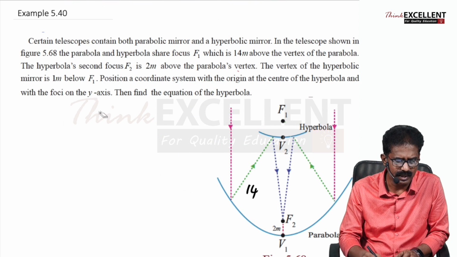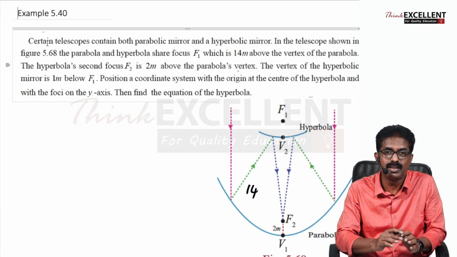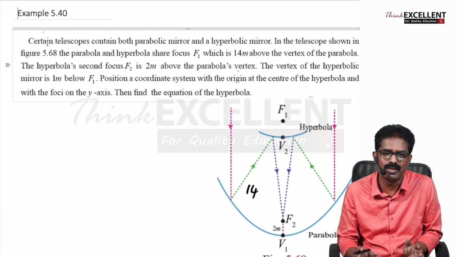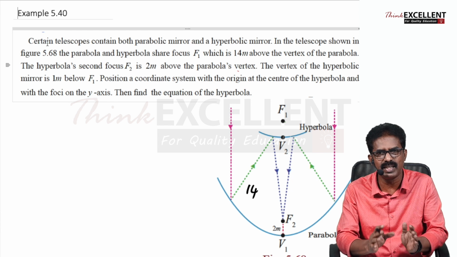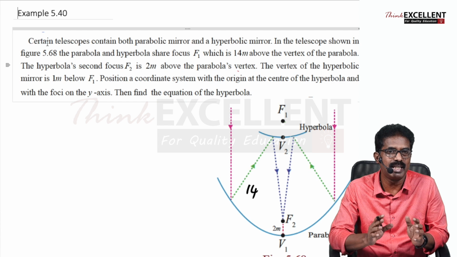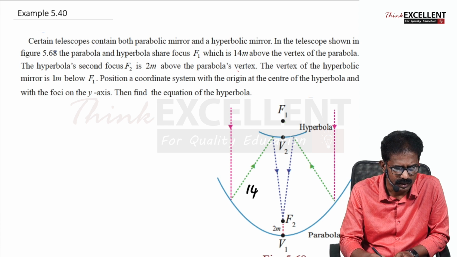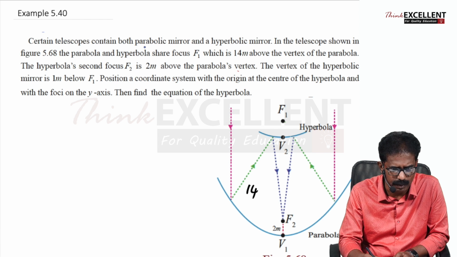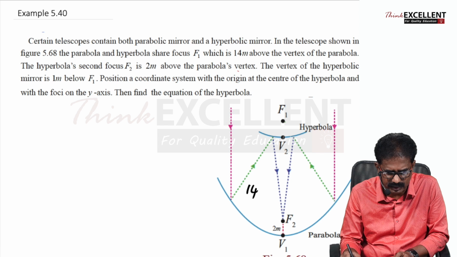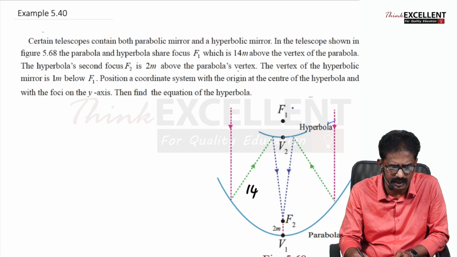Okay, now let us see this question. The question itself is a little lengthy and looks a bit confusing, but it is a very simple thing. Just read it very carefully. See what we require, look at that alone. A certain telescope contains both a parabolic mirror and a hyperbolic mirror. So a parabola, yes, it is here; a hyperbola, it is here, right? Then what else is given?